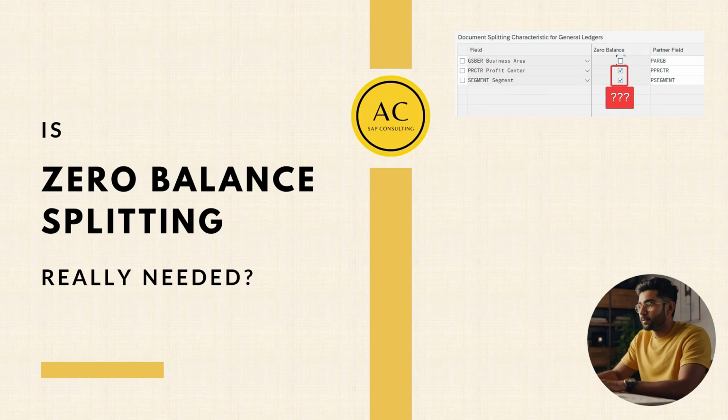Many of you who had been working on implementation projects would at some point have configured document splitting. Of course, there is no organization without using document splitting. And with this configuration, you would also have encountered something called zero balance splitting. So many companies do use zero balance splitting, and of course, there are a lot of advantages of using zero balancing. But do we really require zero balance splitting? Is there any disadvantage of having zero balance splitting configured in the environment? So that is what we are going to understand in this video.